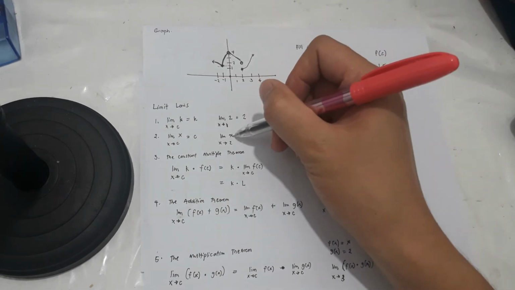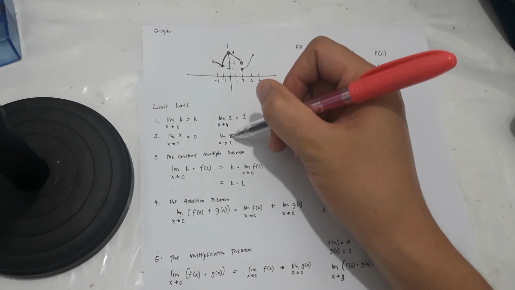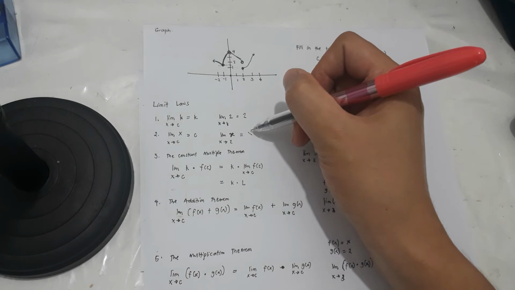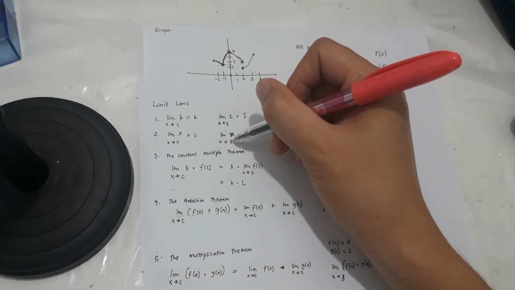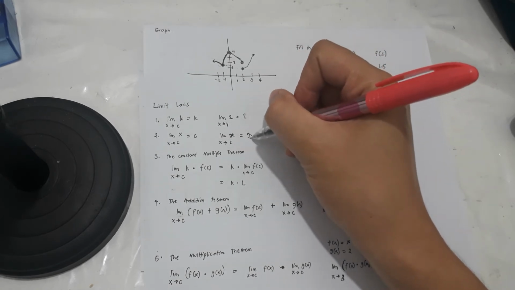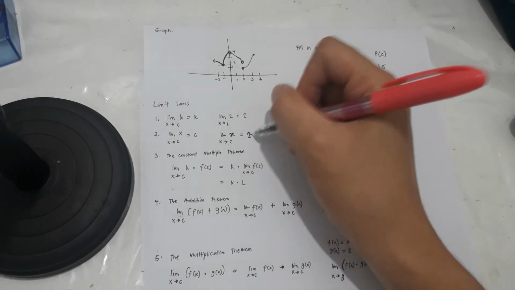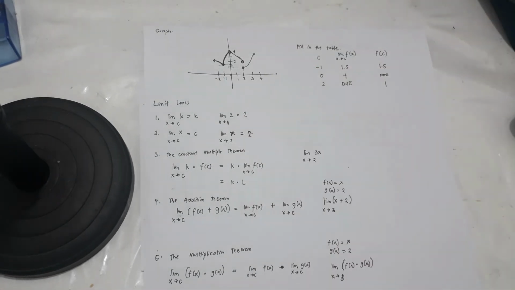Kapag variable lang naman, this is the second law, kapag variable lang, ang answer is yung value dito sa C. That's where which is 2. So, kopyahin mo lang yung 2. Kapag 3 dito, 3 yan siya dyan.